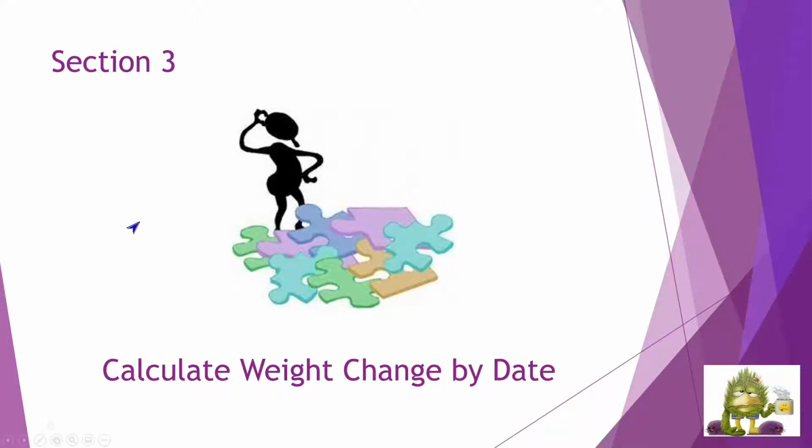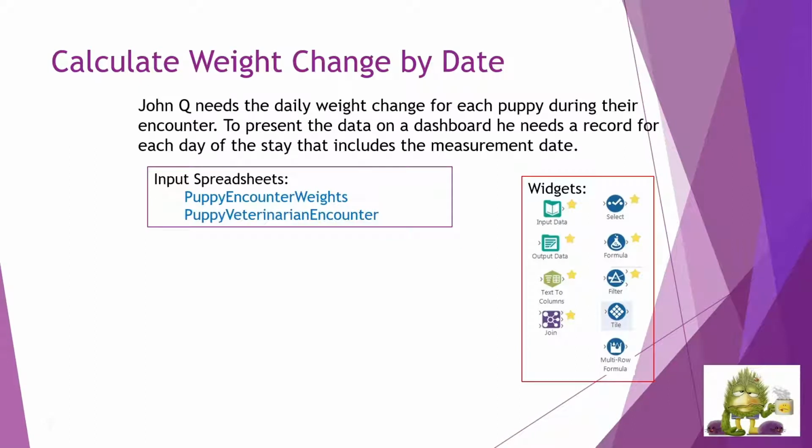So very simply, John Q has seen that not only do we have puppy encounters with their veterinarians, but we also have the weights because the veterinarians weigh them each day, and it's a good metric to analyze to see how well the vets are doing and the puppies are doing within their encounters, to see if they gain or lose weight during that stay. He wants to do some reporting of that, which means that we have to generate that delta, and he wasn't sure how to do it, so I undertook building him a workflow to do it.